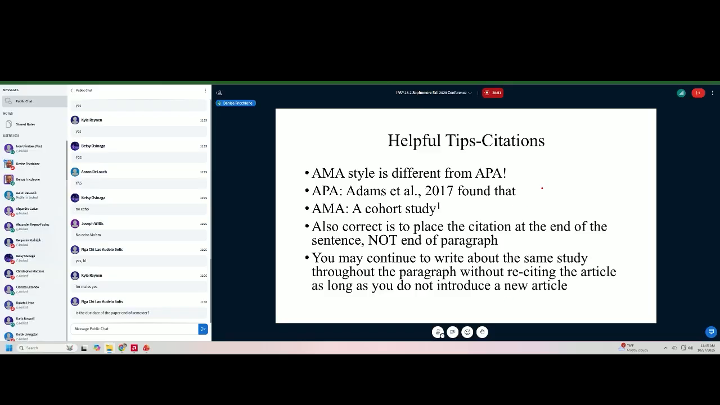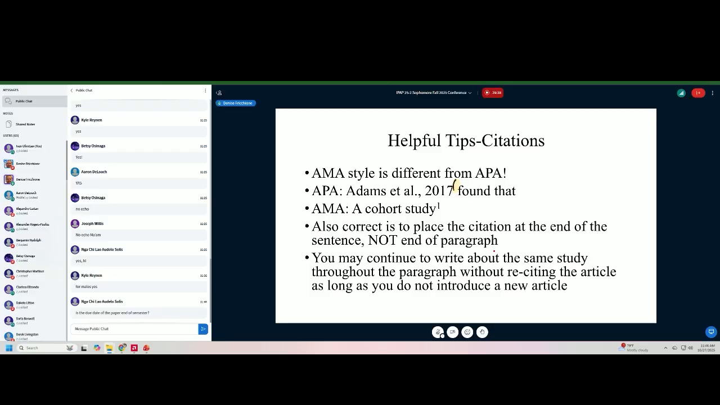As you're composing this, be cognizant that APA and AMA are very, very different. APA was fine for your previous coursework, but now you're medical, so that's going to change. You can place a citation for an article immediately after you identify the study or at the end of the sentence where you first identify that study. You don't put it at the end of the paragraph. And while you can say things like Adams et al. 2017 and then put the citation here, where's my little crayon? Nope, that's not a crayon.